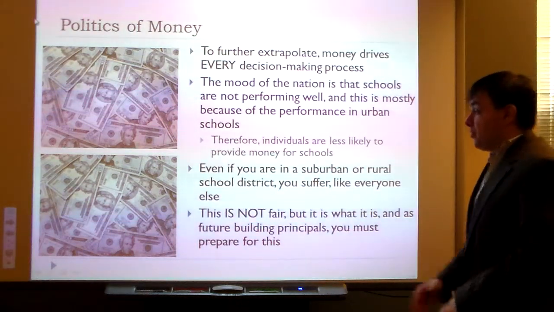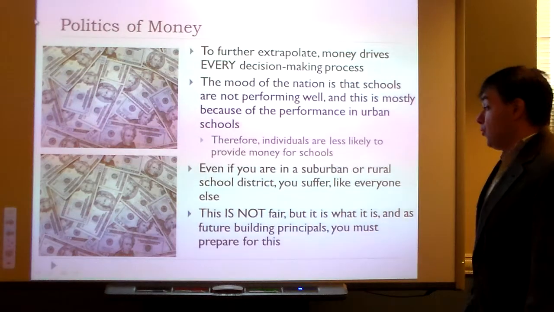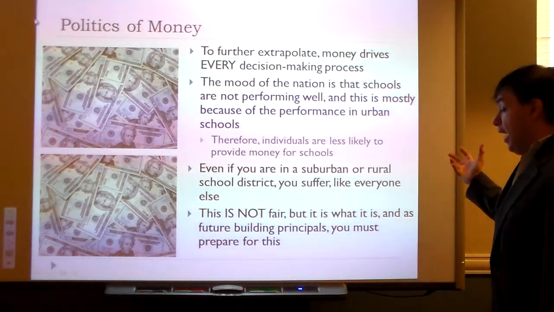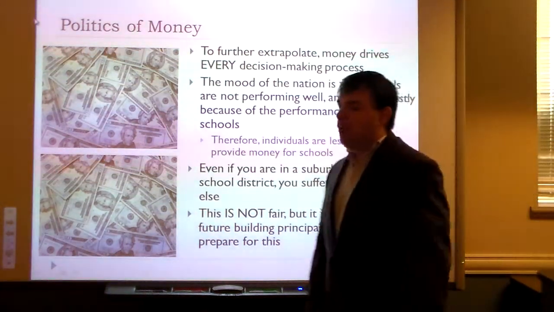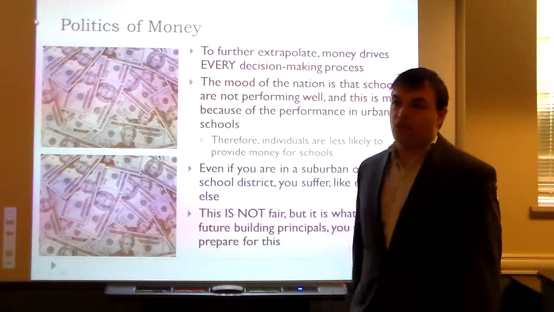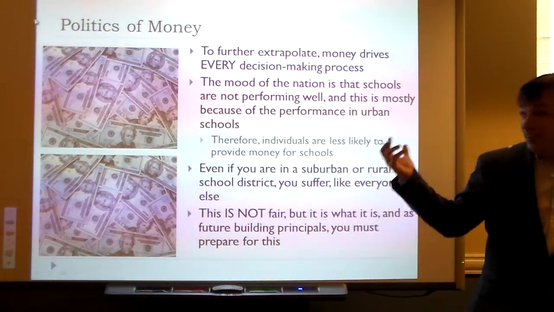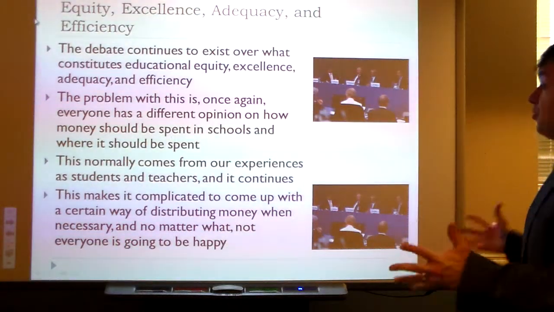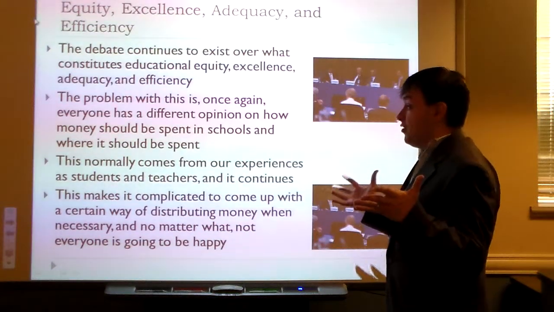So because of this, people with money are less likely to provide money for schools. So you suffer if you're in a suburban and rural school district. You have to prepare for this, because your money and what you do is dictated by the performance of those urban schools. Is it fair? I don't think so. Is it reality? I think it's reality. So the debate continues to exist over what makes educational equity, adequacy, and efficiency.